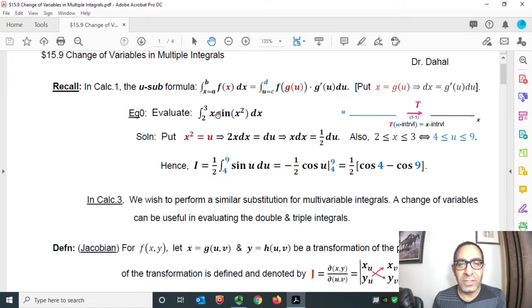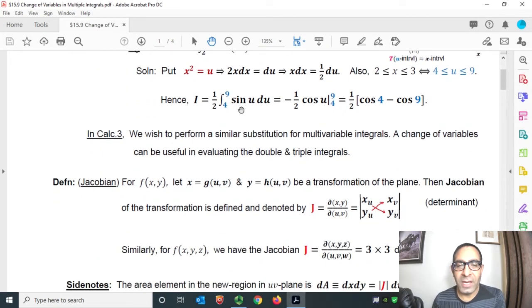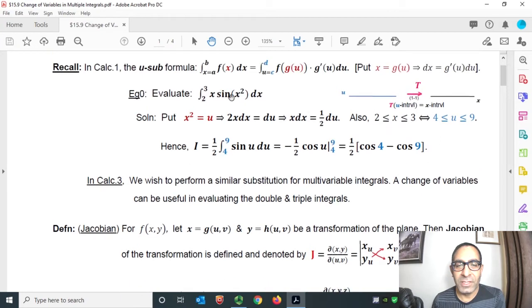So now comparing these two integrals, the integral in terms of the u variable is simpler to evaluate than the given x integral. So now here we can easily evaluate this u integral. Let me scroll down. So the integration of sine u is negative cosine u, with 1/2 as it is. Then put the u limits, u equals 4 to 9.